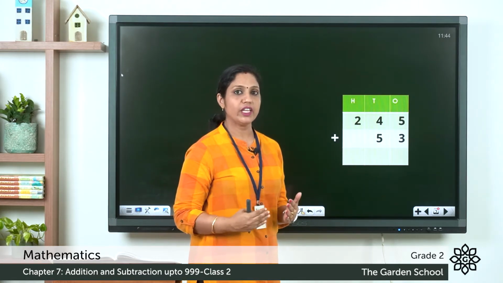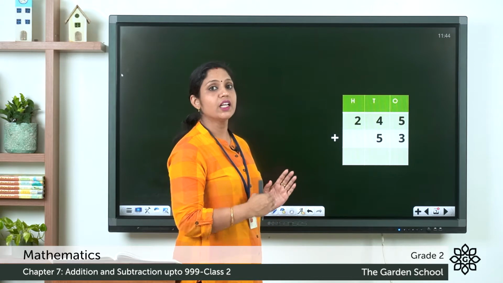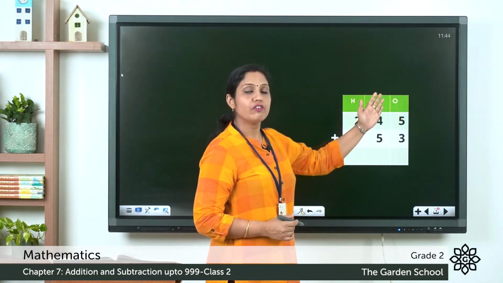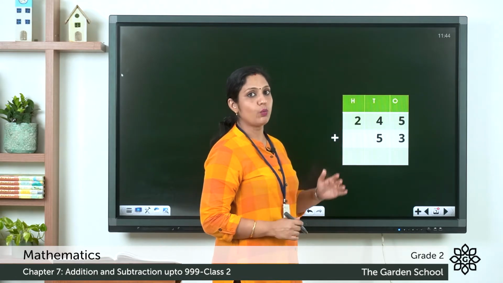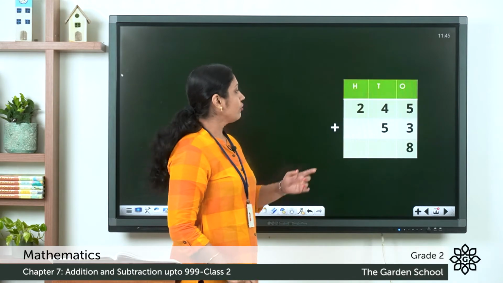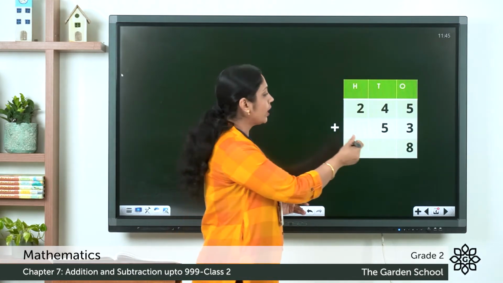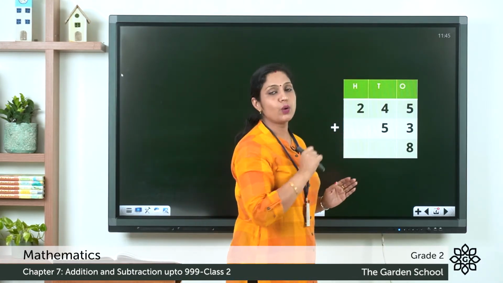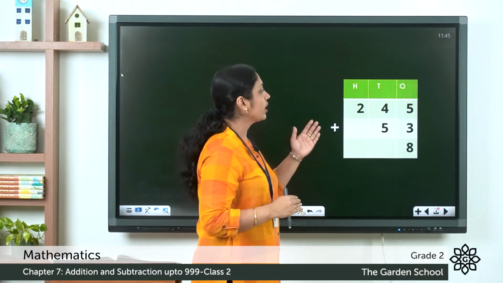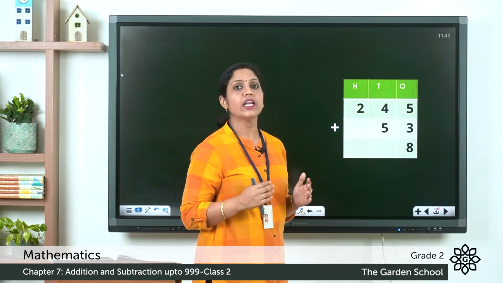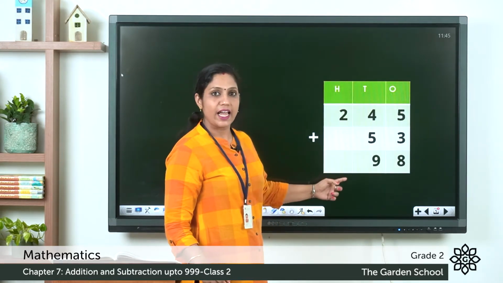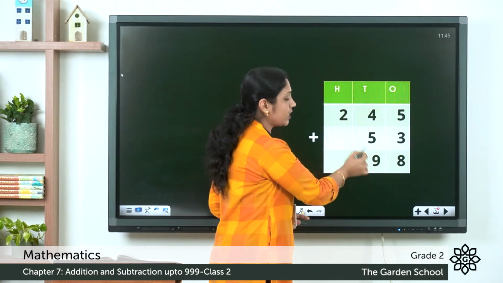Whenever we add, first we have to add the numbers in the ones position. So here we have 5 plus 3 in the ones position. How much is it? 5 plus 3 is equal to 8. So write it under the ones position itself. And then we'll move on to the tens position. Here we have 4 plus 5 in the tens position. So how much is 4 plus 5? It is 9. So write that 9 under the tens position.